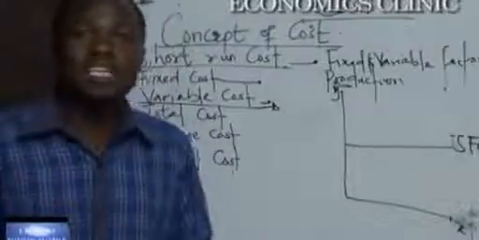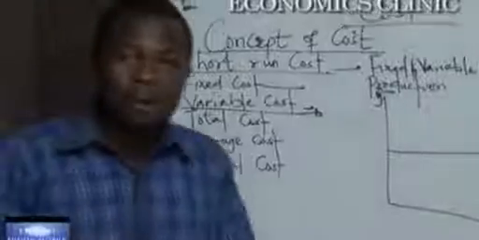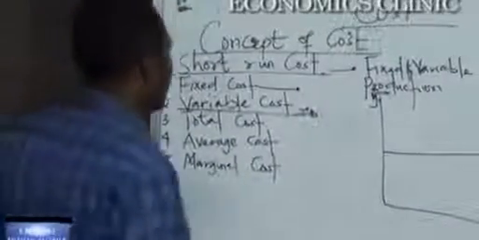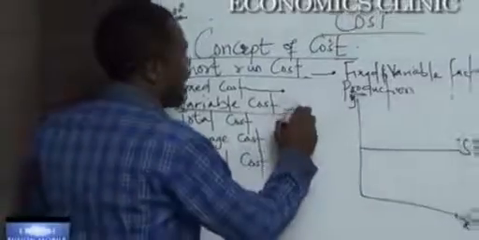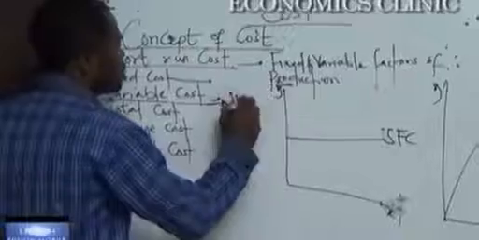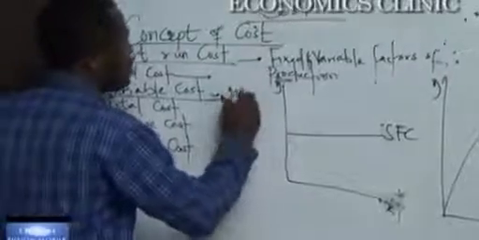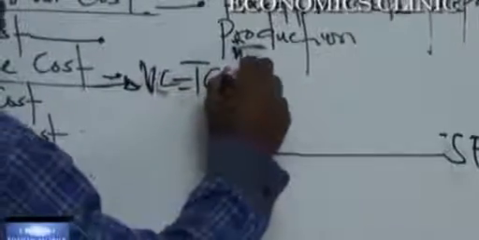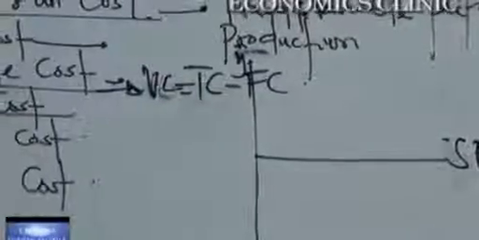Now an example of a variable cost is raw materials. The amount of raw materials bought will determine the amount that will be produced. And this can also be calculated when we have variable cost equals total cost minus fixed cost.